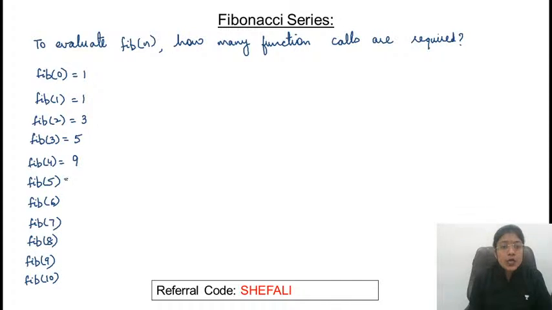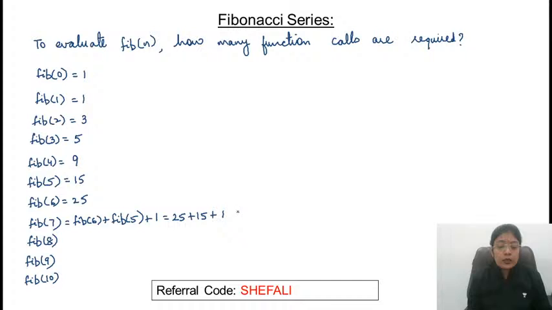So this comes out to be 15. This is 25. How are we getting this value? So the number of function calls required for Fibonacci of 6, Fibonacci of 6 के लिए जितनी function calls चाहिए, plus number of function calls required for Fibonacci of 5, plus 1. Why plus 1? Because it is making a call to Fibonacci of 7. So this comes out to be 25 plus 15 plus 1. And this comes out to be 41.